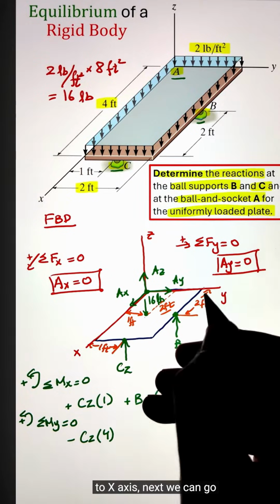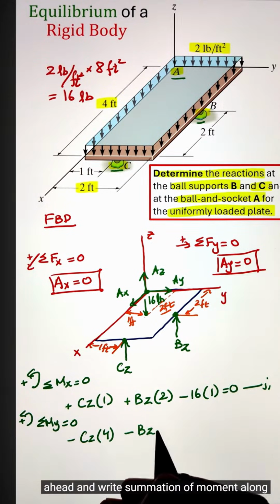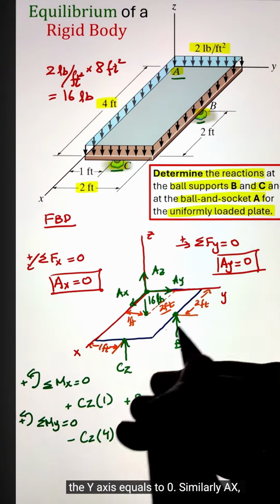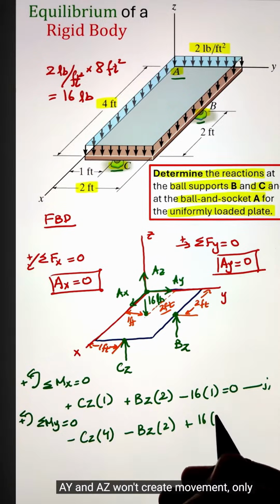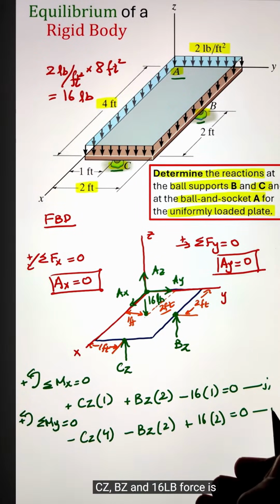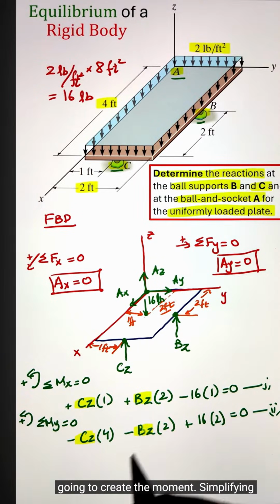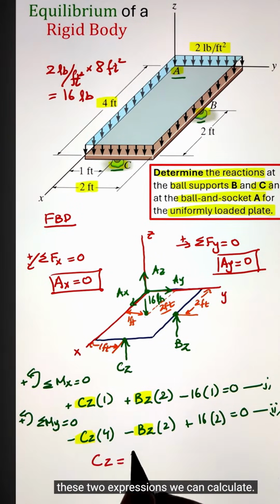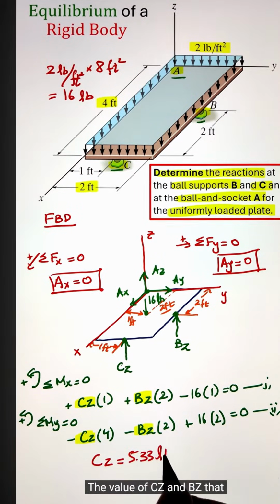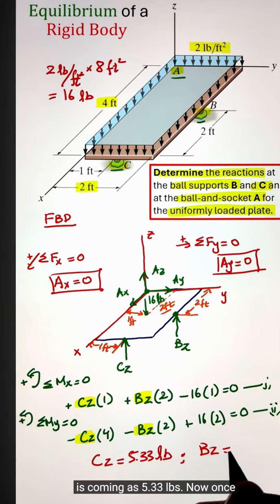Next, we can write the summation of moments along the y-axis equals 0. Similarly, Ax, Ay, and Az won't create moment. Only Cz, Bz, and the 16-pound force are going to create the moment. Simplifying these two expressions, we can calculate the values of Cz and Bz, which come out as 5.33 pounds.